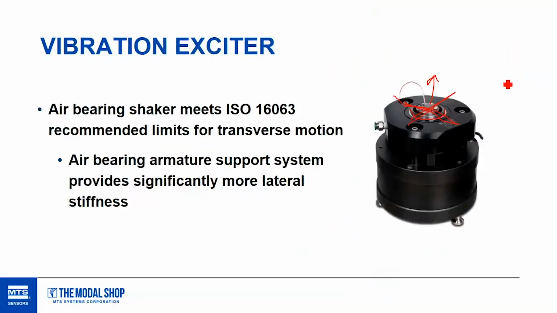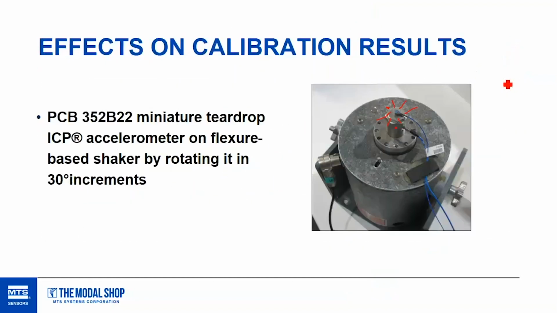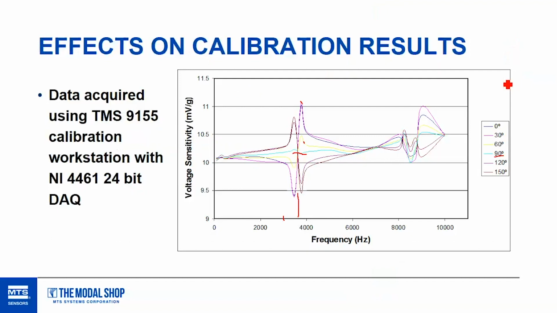So depending on how you rotate and place your sensor, you can get different frequency response output out of your accelerometer. So this has to be accounted for when you create an uncertainty budget for your calibration. And the transverse modes, as you can see, this is 10 millivolts per G, this is 9.5 millivolts per G. It's a big influence on uncertainty at that frequency.